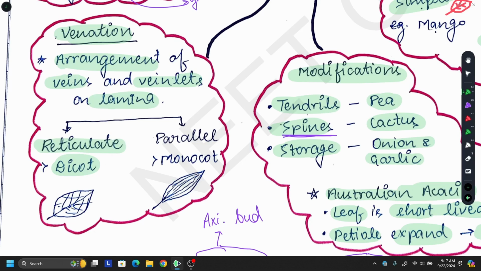So in dicots, you see the lamina is kind of like this. It is woven in the form of a net. Okay. In parallel venation, which is found in monocot, the veins and veinlets run parallel to each other. So in parallel venation plants you can see the leaf is kind of like this. Okay, venation is very easy.